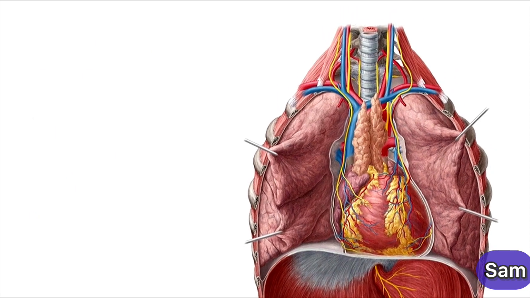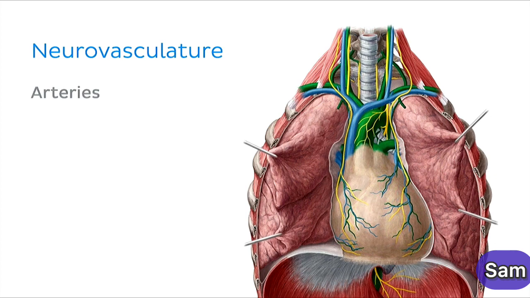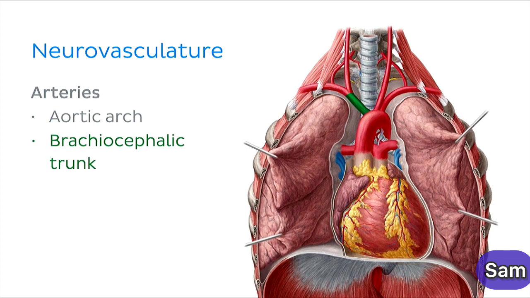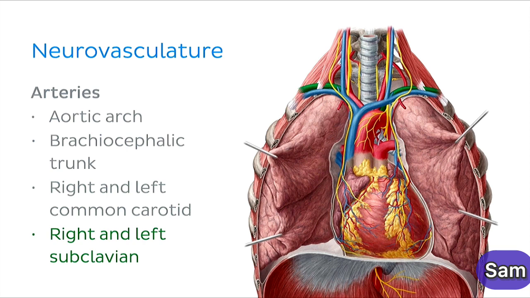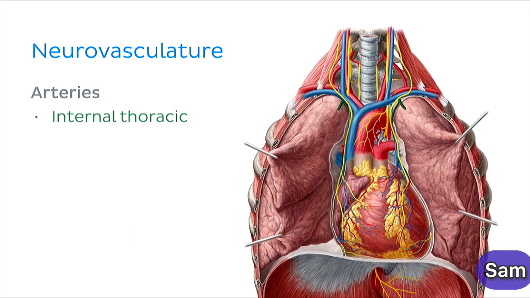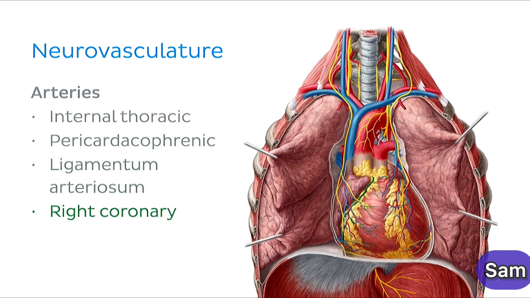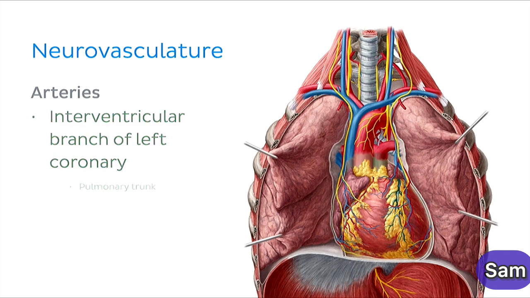We then delved into a lot of neurovasculature, and we started by looking at some major arteries, and these included the aortic arch, the brachiocephalic trunk, the right and left common carotid, the right and left subclavian, the internal thoracic, the pericardiacophrenic, the ligamentum arteriosum, the right coronary, the interventricular branch of the left coronary, and the pulmonary trunk.